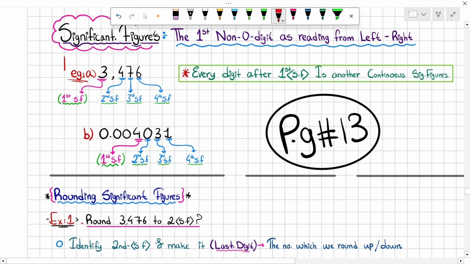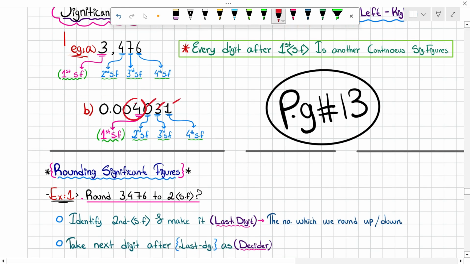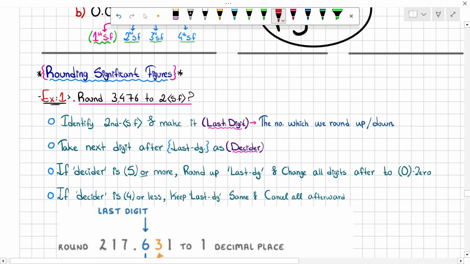Significant figures start from the first non-zero digit from left to right. So for example, in this 3, 4, 7, 6, this is significant 1, significant 2, significant 3. In this number, this is significant 1 because it's the first non-zero digit. Then this is significant 2, 3, 4, and onwards. So the first non-zero digit is a significant figure.